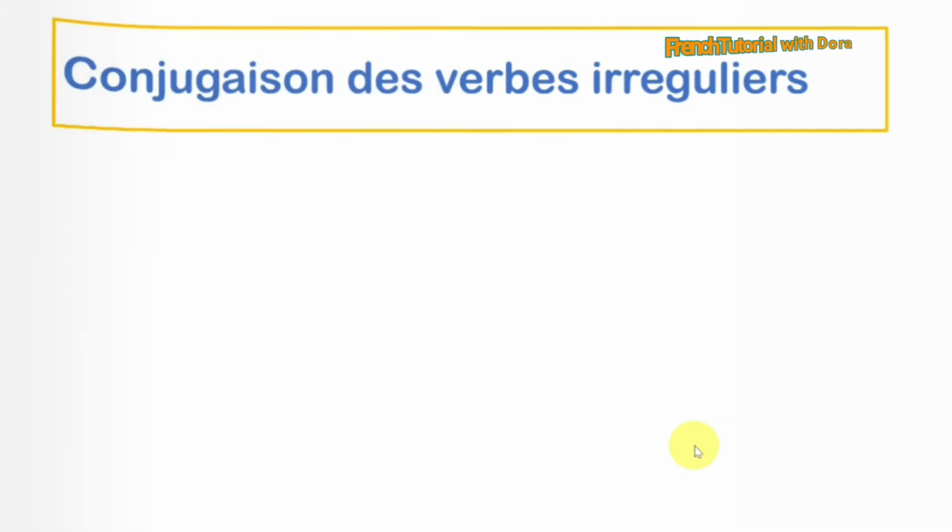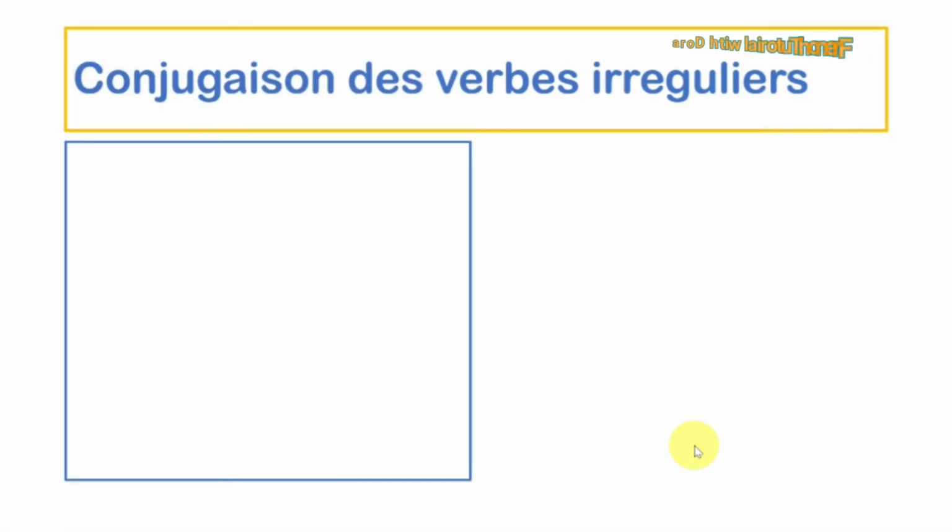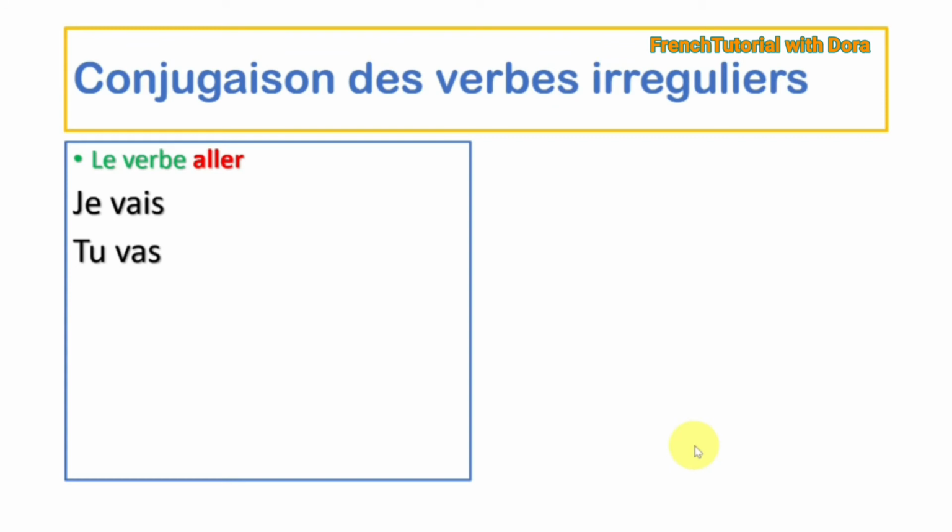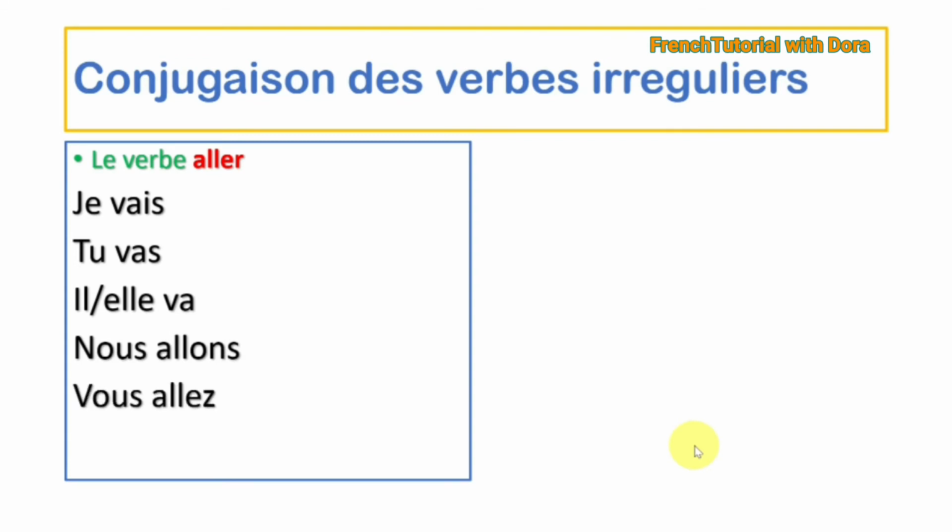Okay, let's go to the third one, which is the verb aller. The verb aller is a verb to go. All right? It's a very common verb you use in everyday life. So we have je vais, tu vas, il va, elle va, nous allons, vous allez, ils vont, elles vont.